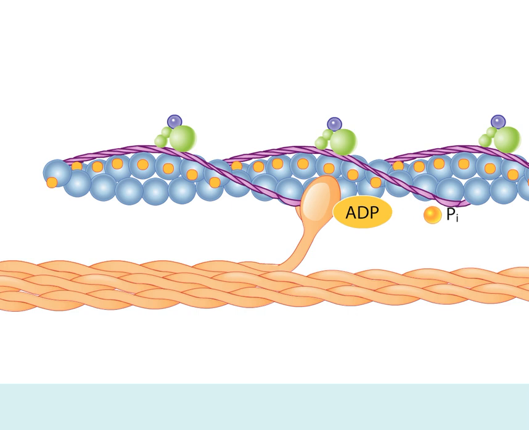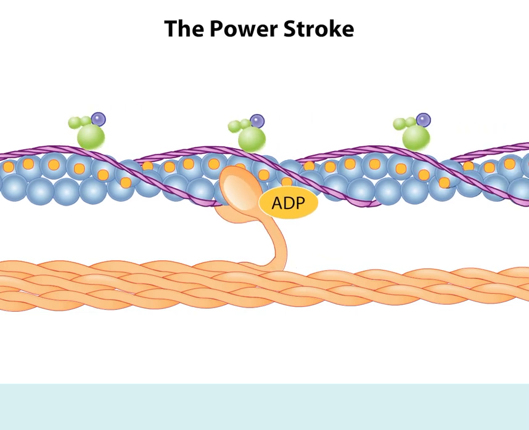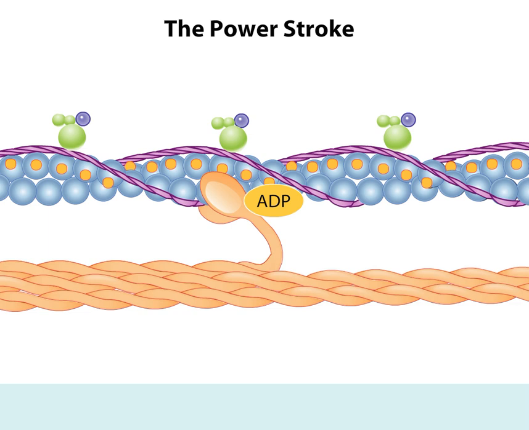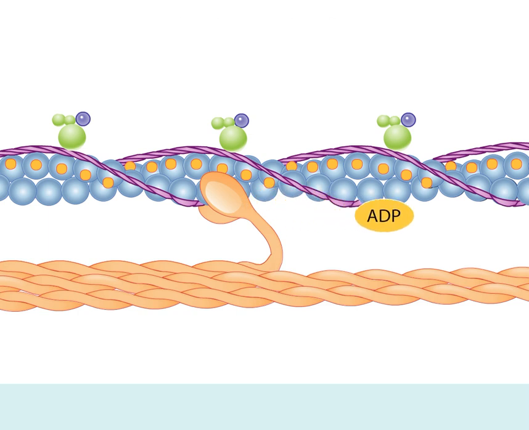Inorganic phosphate is released, triggering the myosin head, which is tightly bound to actin, to change conformation. This movement is called the power stroke, and it forces the actin and myosin filaments to slide past each other, resulting in a muscle contraction. ADP is released at the end of the power stroke. Before the myosin head can release actin and perform additional power strokes, it must first bind to ATP.